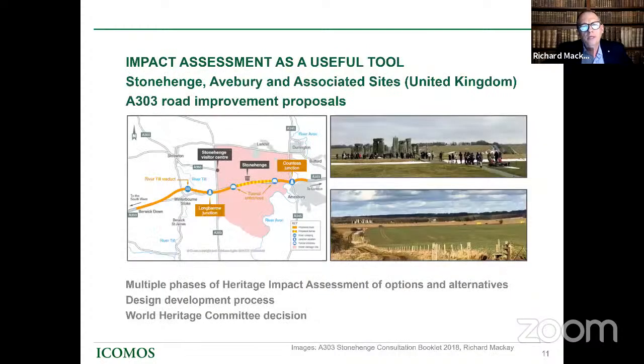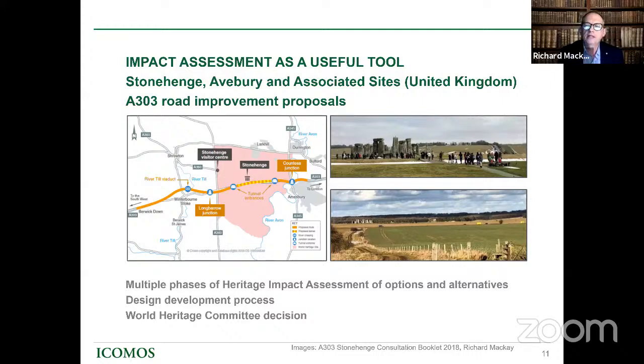My third example is the Stonehenge, Avebury and Associated Sites World Heritage property in the United Kingdom. And many of you will be aware that there has for over recent years been a proposal to construct a new section of a major road currently running through the site and to bury this road in a tunnel. And there are two lessons or two points that I'd like to make in sharing this example with you.